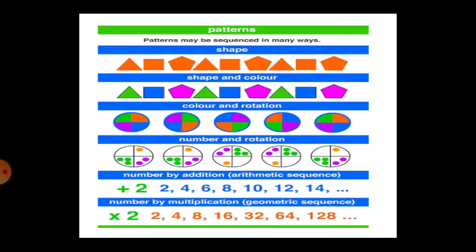The first example is shape. You can observe here triangle, rectangle, and pentagon shapes, and they are arranged in an order. First triangle, then rectangle, then pentagon. Again first triangle, then rectangle, pentagon. Like that it is arranged in an order.